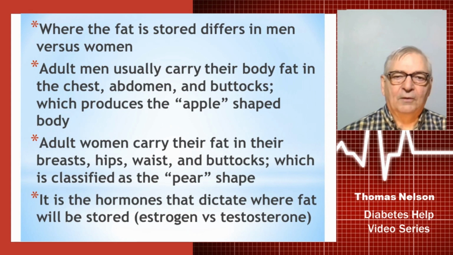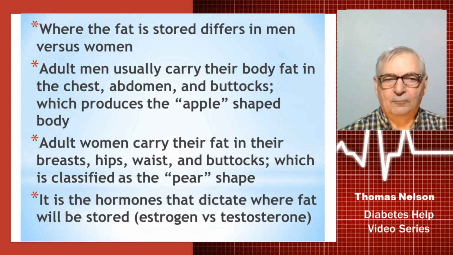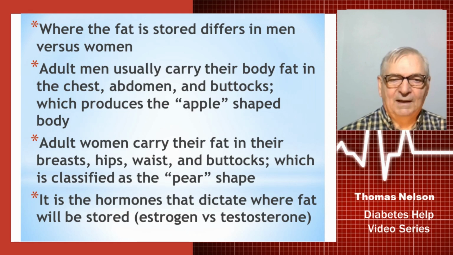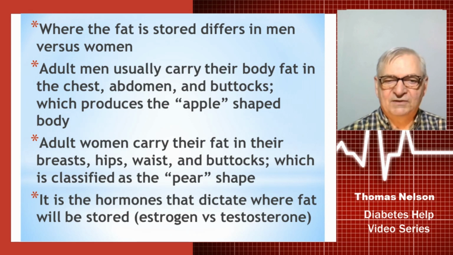Where fat is stored differs in men versus women. Adult men usually carry their body fat in their chest, their abdomen, and their buttocks, and that promotes what's called the apple-shaped body. Women carry their fat in their breasts, their hips, their waist, and their buttocks, and that is classified as the pear shape.